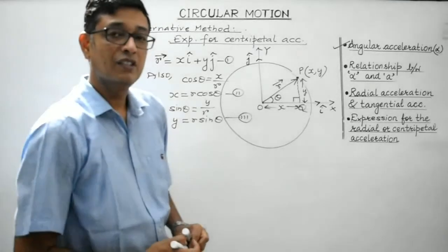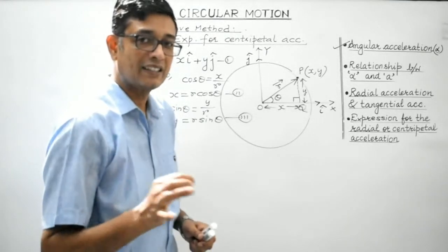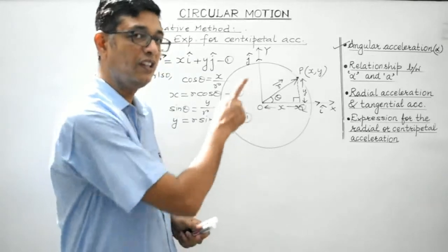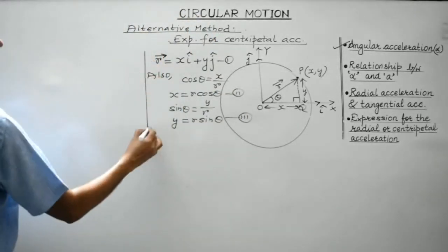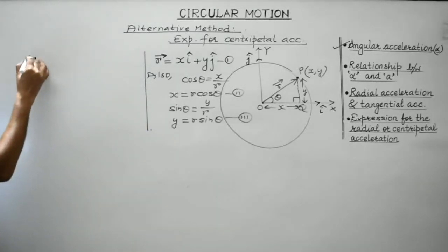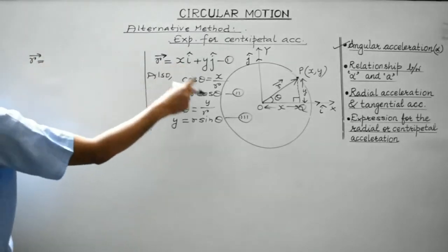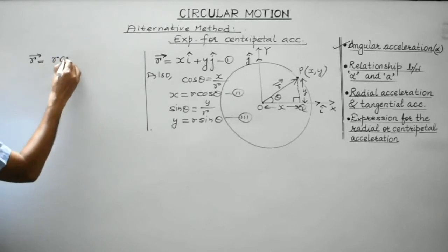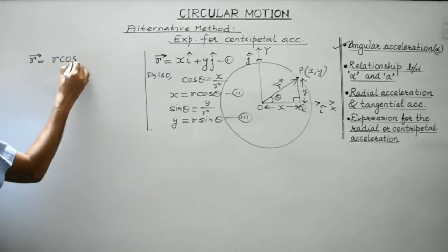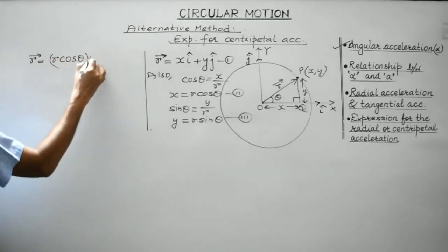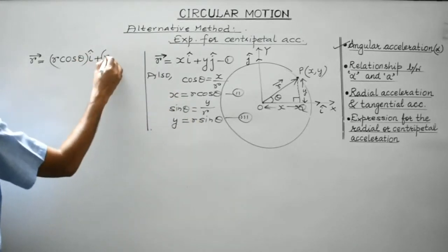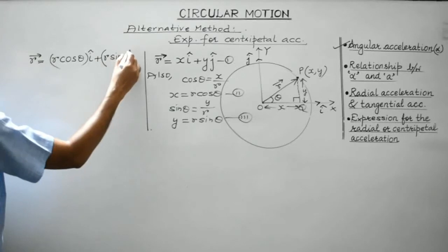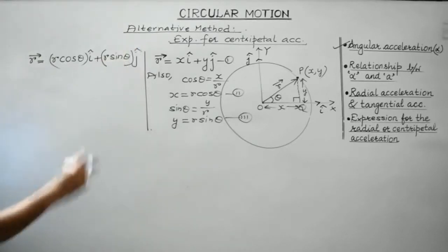Now what to do is, we simply substitute the values of x and y from equations 2 and 3 in equation 1. So what we obtain is r vector may be written as, in place of x you can write r cos theta i cap plus, in place of y you can write r sin theta j cap.